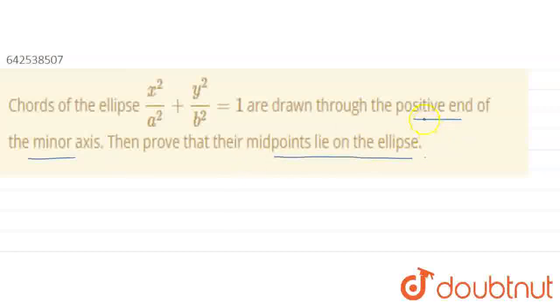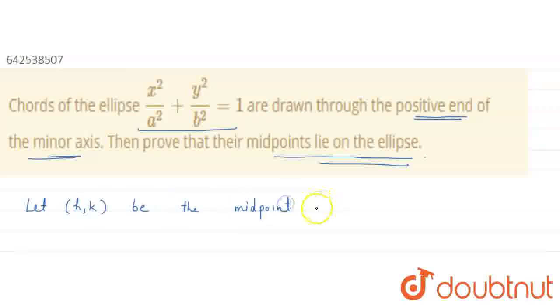Okay, so from the positive end of the minor axis of this ellipse, we draw the chords. Then we have to prove that the midpoint of the chords also lie on the ellipse. So first we assume the midpoints. Let h comma k be the midpoint of the chord.